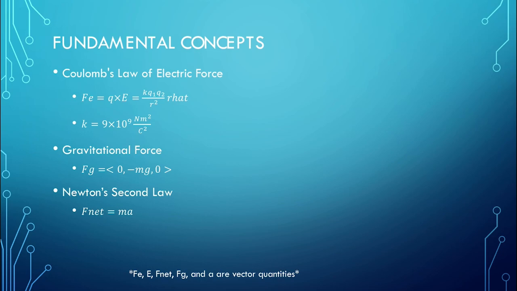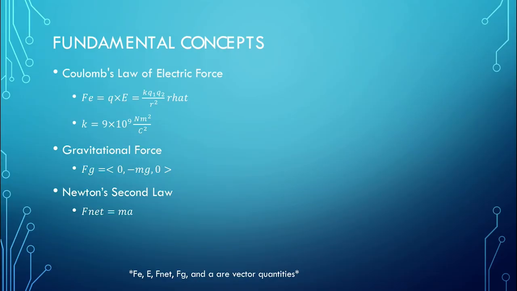First, let's talk about Coulomb's law of electric force. This relates the electric force acting on an object to the product of the charge of the object times its electric field. This equation can be further manipulated to equal K times Q1 times Q2 over R squared times R hat. In this equation, K is equal to 9 times 10 to the 9 newton meter squared over coulomb squared.